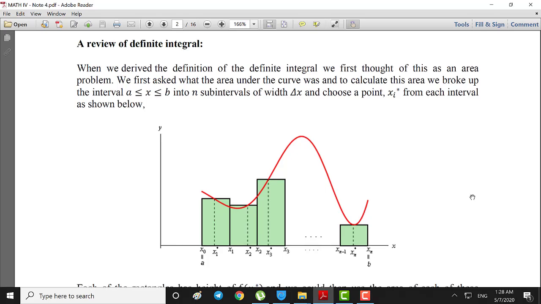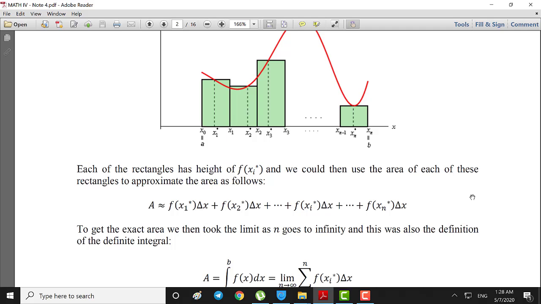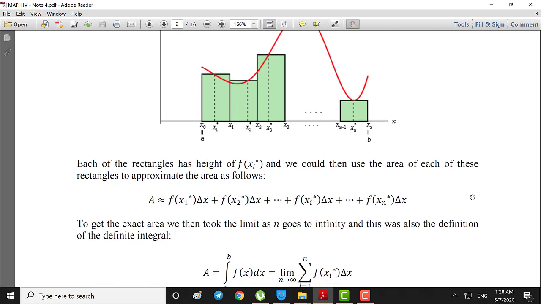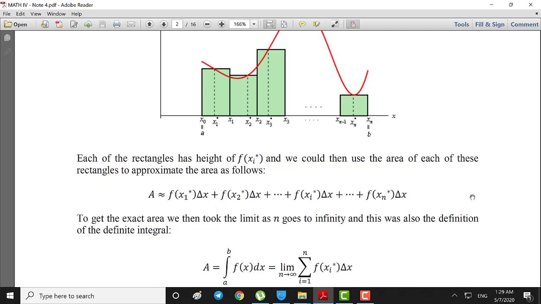Then for each of these rectangles, the height was f of xi star, and we could then use the area of each of these rectangles to approximate the area as you see in this equation here. We said that the area under the curve is approximately equal to this, f of x1 star delta x plus f of x2 star delta x plus this in the same way till the nth interval.